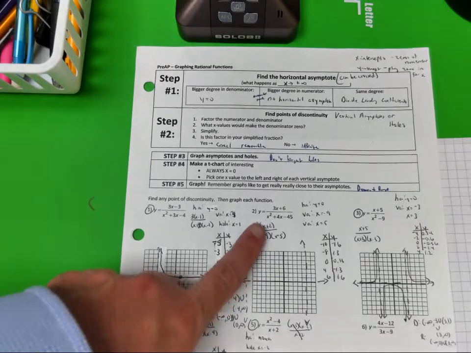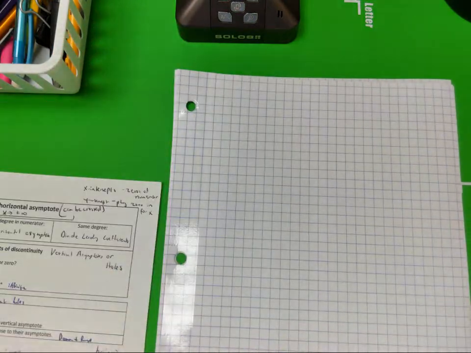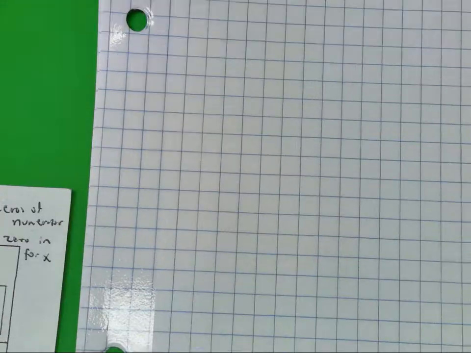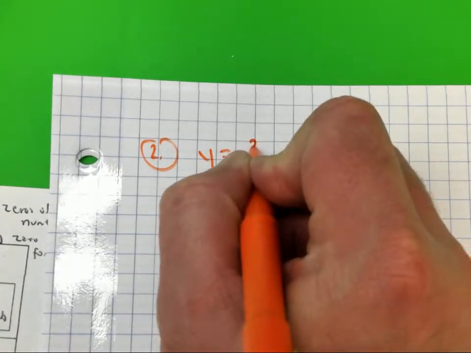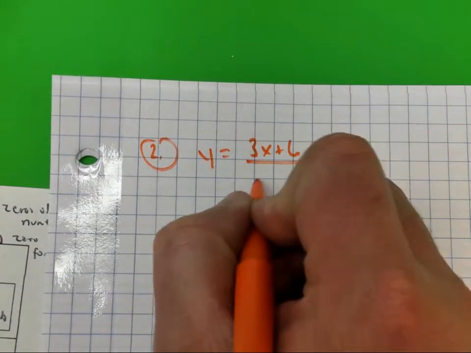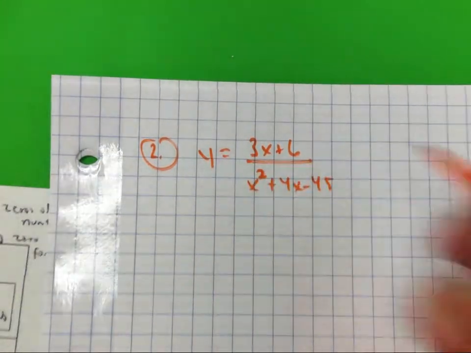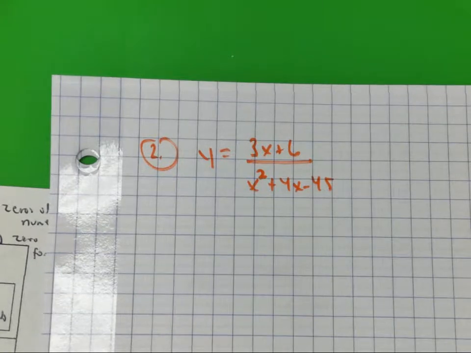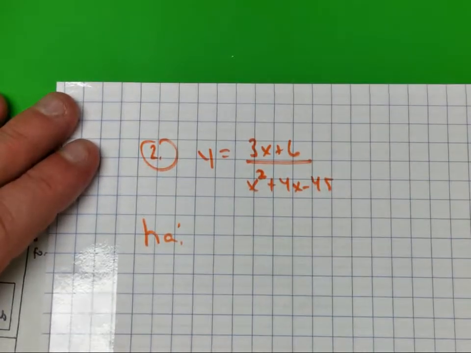Alright, so we're going to graph this rational function number 2. Let me zoom in. Okay. I have y equals 3x plus 6 over x squared plus 4x minus 45. Alright, the first step in graphing rational functions is you want to locate and determine the horizontal asymptote. So I'm going to go over here and write HA for horizontal asymptote.